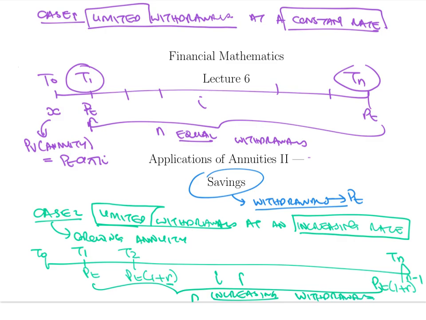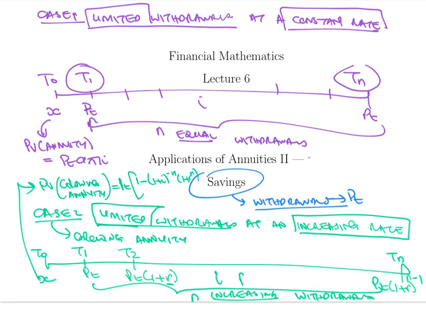How do I do so? To work out the value of X here, I work out the present value of a growing annuity. That X, the lump sum that I need to deposit at T naught in order to fund these future growing withdrawals, is the present value of a growing annuity. We've done this already, so that is P times (1 minus (1 plus i) to the minus n times (1 plus r) to the n), divided by i minus r. So to find the lump sum that I need to invest now, I can work out the present value of a growing annuity.